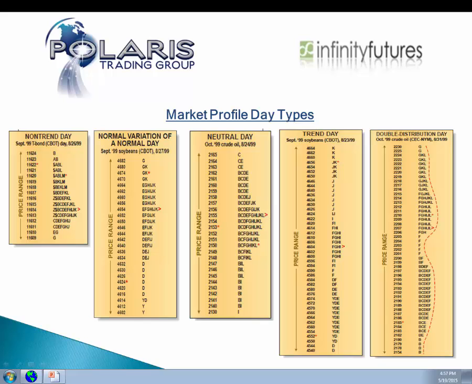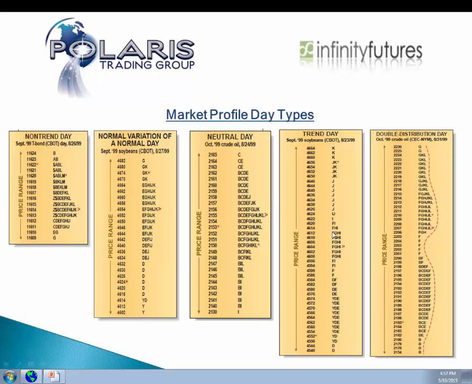Okay, just like that Gaussian distribution. So a neutral day actually is more representative of a normal day. Okay, yeah, all these are 30-minute TPOs, correct? Yes. Okay, using the market profile format. And then, of course, the trend day is very simple, elongated.